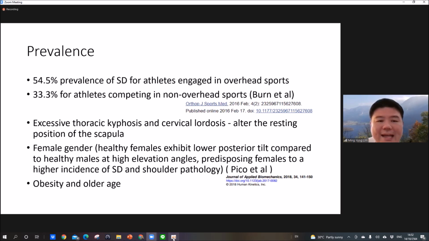For the athletes, there's a 54.5% prevalence of scapulothoracic dyskinesia for those who engage in overhead sports, whereas non-overhead sports comprise 3.3%. Also, if the patient has excessive thoracic kyphosis and cervical lordosis, the patient may be more prone to scapulothoracic dyskinesia. Females are also more prone because they exhibit lower posterior tilt compared to healthy males at the high elevation angle. Other predisposing factors are obesity and older age.